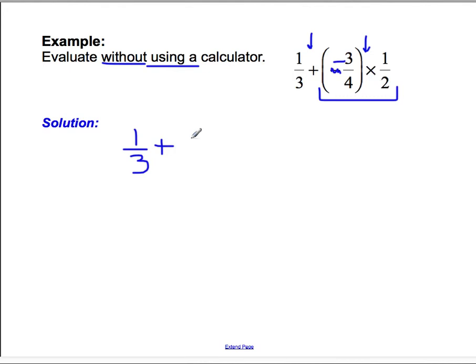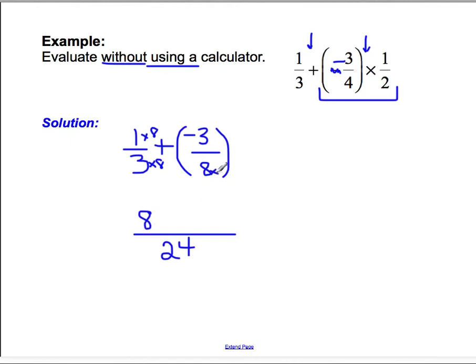Negative 3 times 1 is negative 3, and 4 times 2 is 8. Again, if you like putting brackets to make sure that you don't get confused between a minus sign and a negative sign, then please do so. Now we are adding fractions. When we add fractions, we find our lowest common denominator, and in this case, the lowest common denominator is 24. We find our equivalent fractions, so I have to multiply this one by 8 and this one by 3.